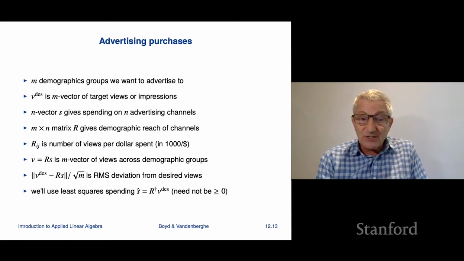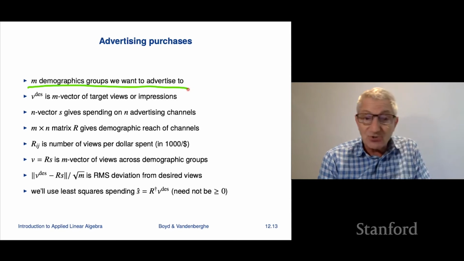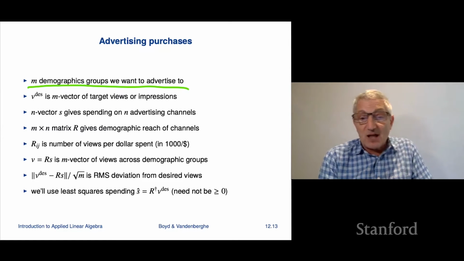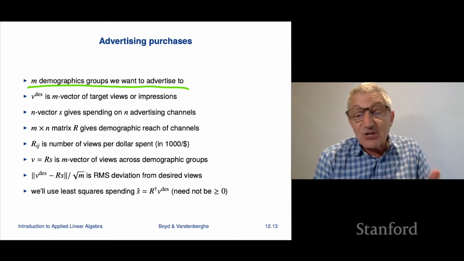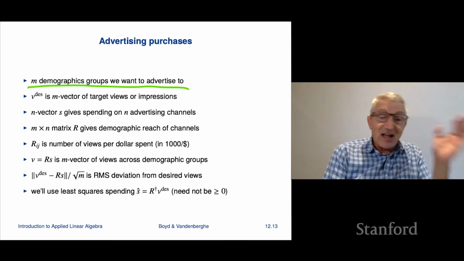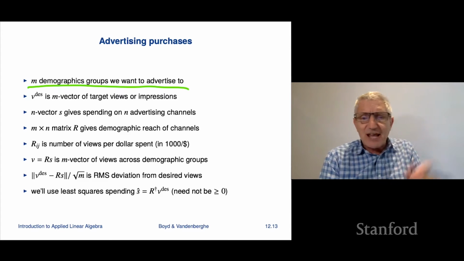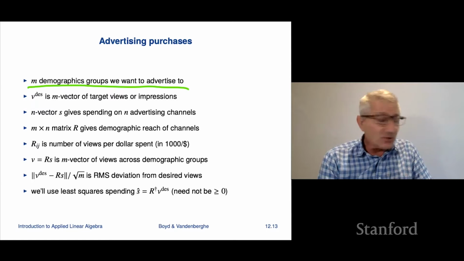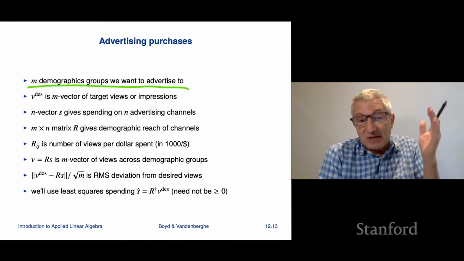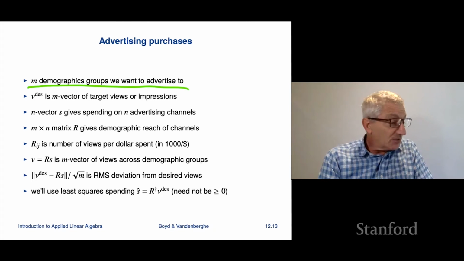The way that works is we have M demographic groups we want to advertise to. So here's one, for example, 18 to 22-year-old college students. There's one demographic. Here's another one, women 35 to 40 years old. There's another demographic. You have a bunch of these, and I think there are standards for these different demographic groups. M might be tens, could be hundreds, it depends. Each of those groups you want to advertise to.